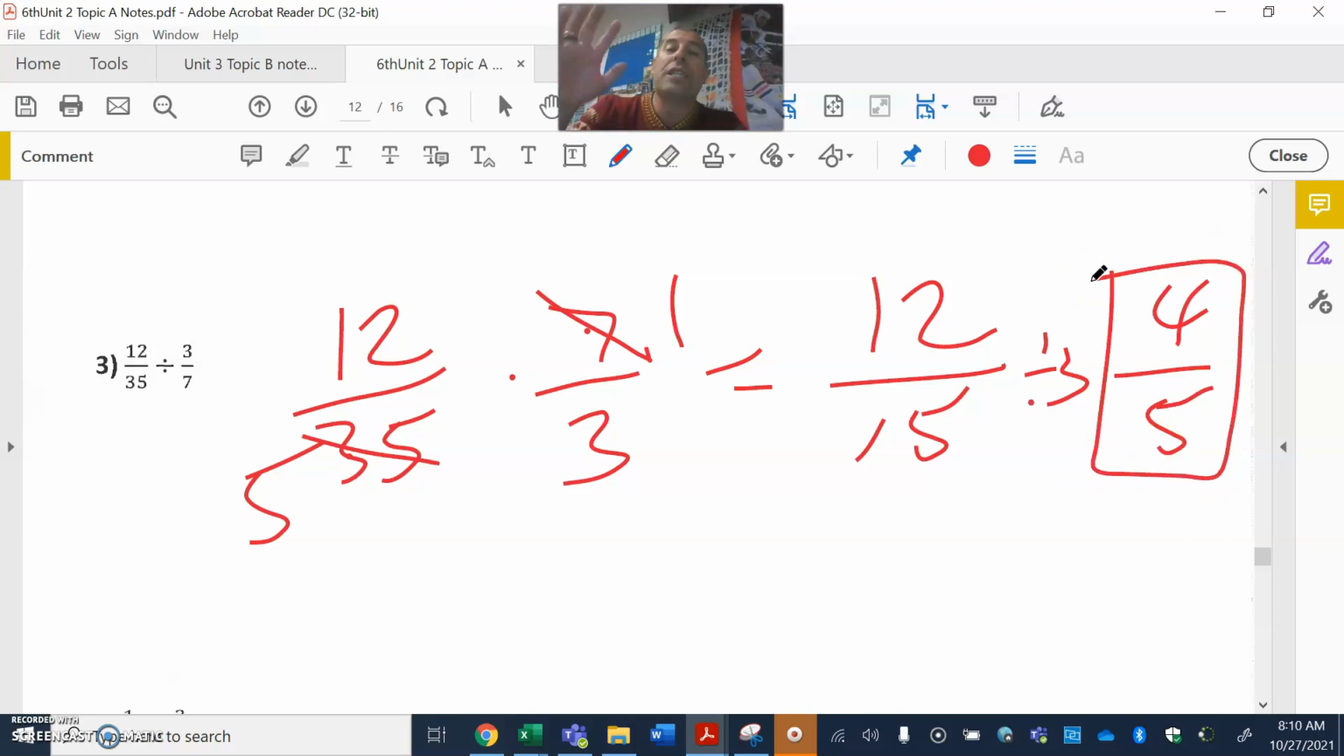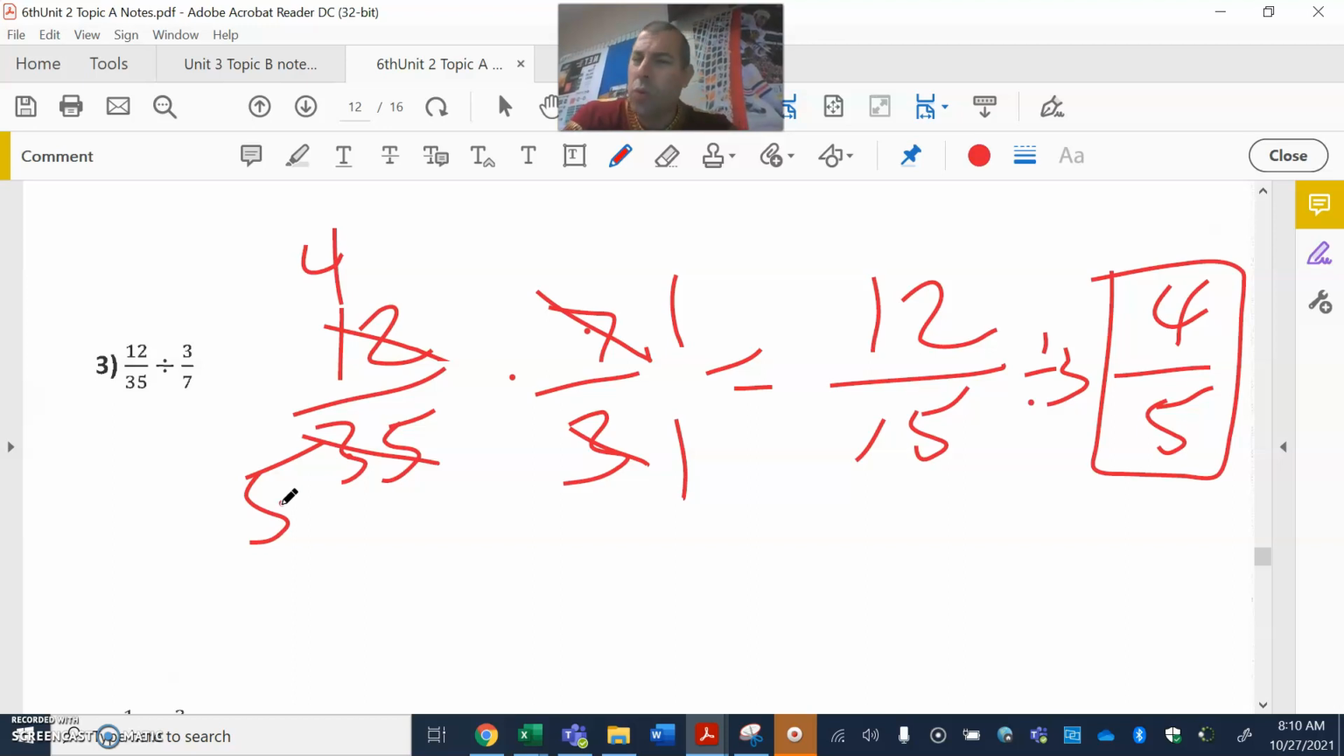Now, what we want to show you is what happens if you would have caught the cross division. So let's go back. We can divide them both by 3. 3 divided by 3 is a 1. 12 divided by 3 is a 4. And look at this. 4 times 1 is my 4. 5 times 1 is my 5. So again, we get there.